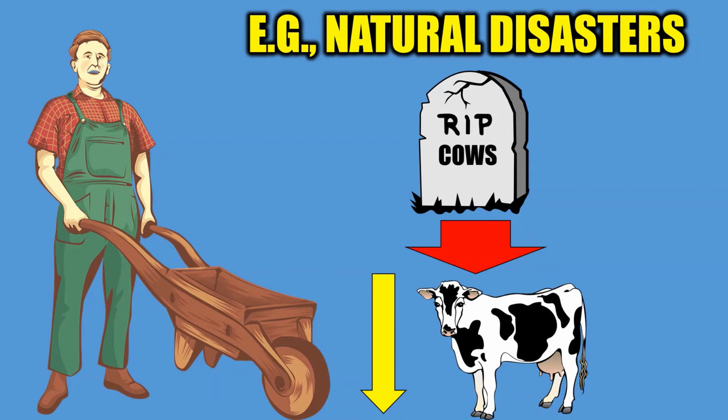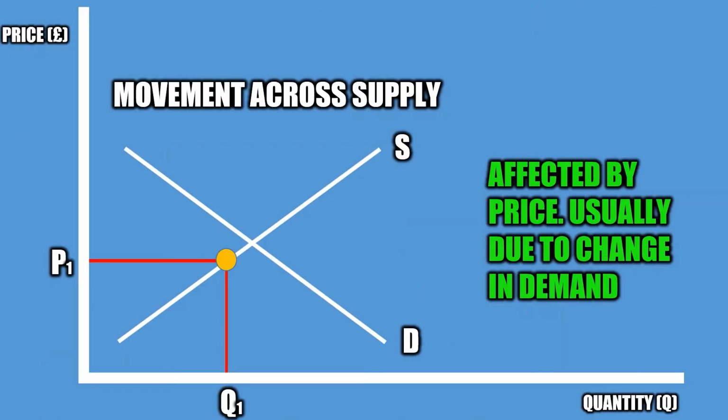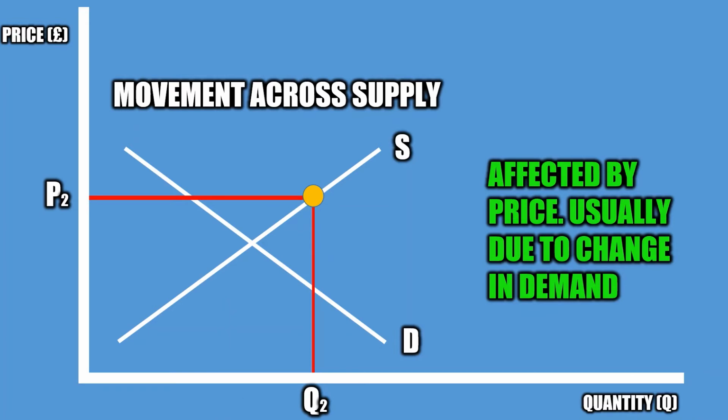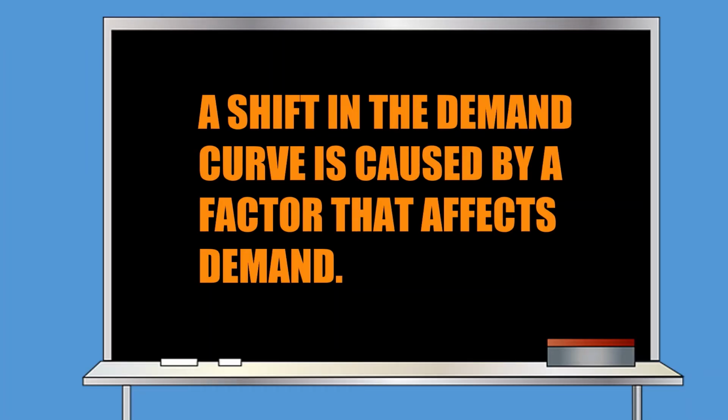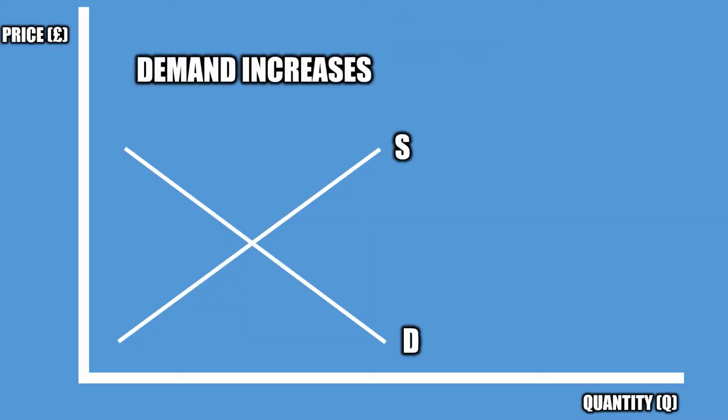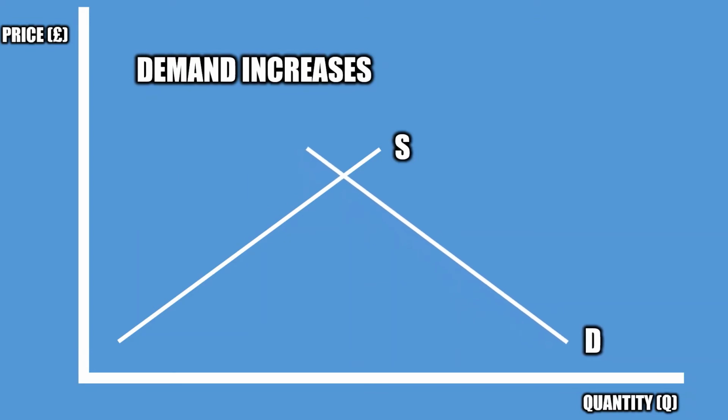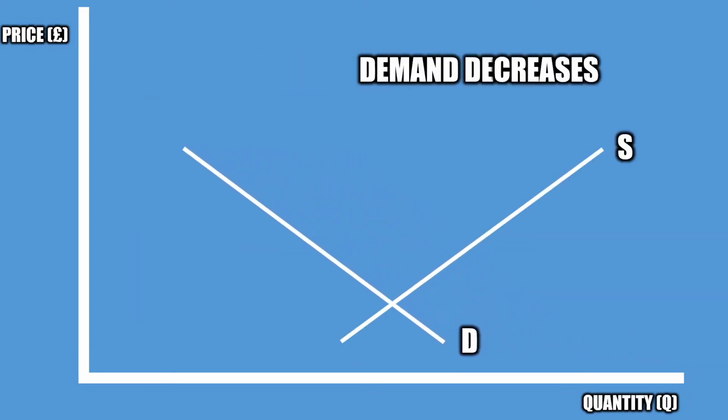In contrast to shifts, a movement along the supply curve occurs when there is a change in price, assuming other factors affecting supply are constant. This may occur because of a change in demand conditions. A shift in the demand curve is caused by a factor affecting demand, other than a change in price. Higher demand shifts the demand curve to the right, and lower demand shifts the demand curve to the left.